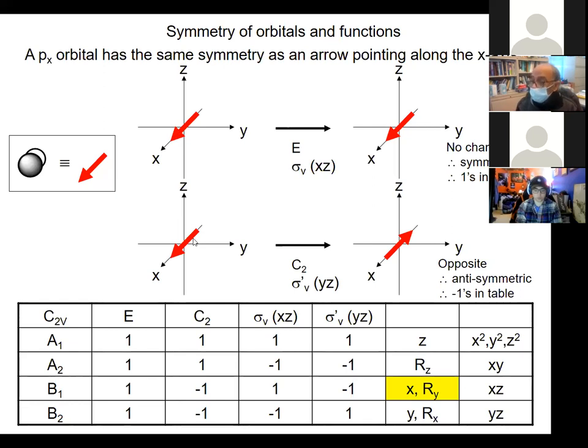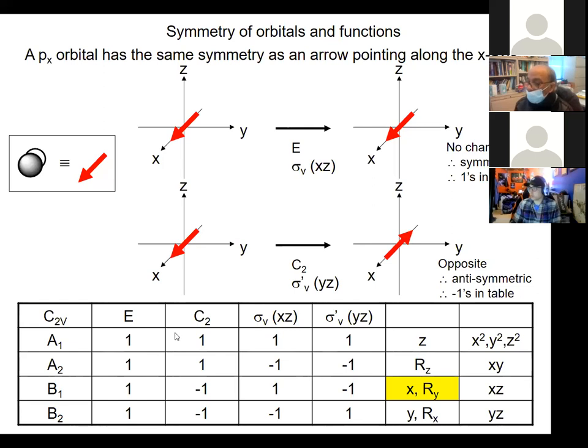However, note this. When you do a C2 on this, that is, rotate this arrow along the z-axis, suddenly the arrow changes its direction from this to that. That means there is a flip of 180 degrees, which means it is now antisymmetric. So we have a -1 for this. Similarly, if you reflect this in the YZ plane, the plane of the screen itself that you're looking at, the reflection will look something like this because it gets flipped. So in both cases, it will be -1.